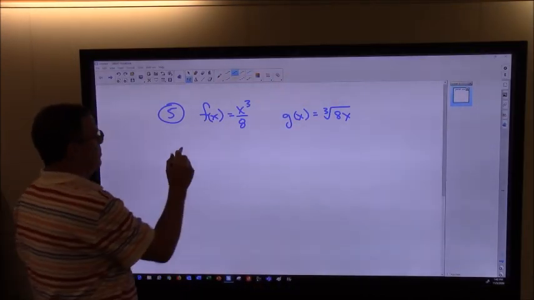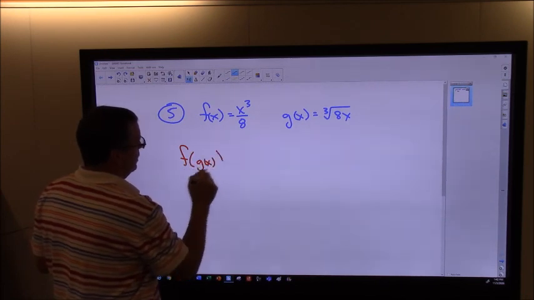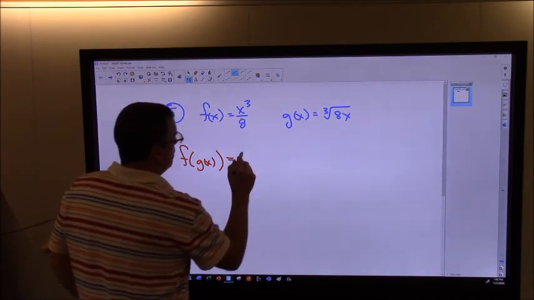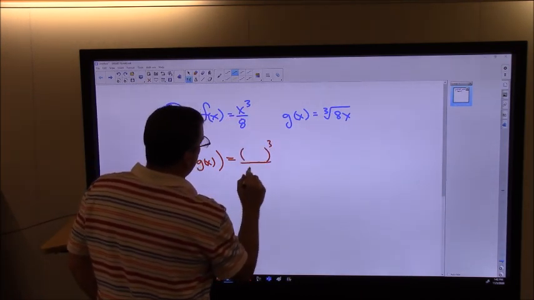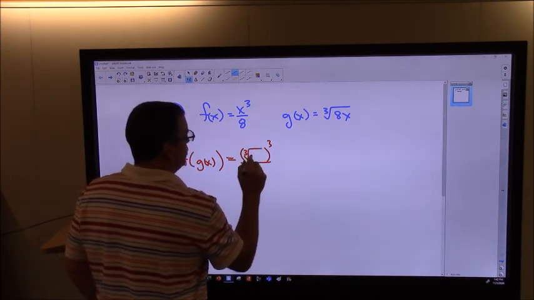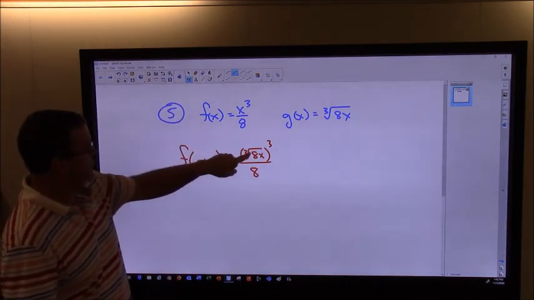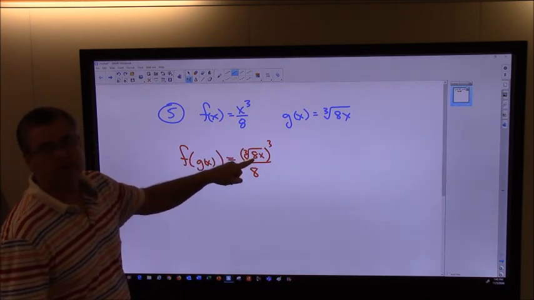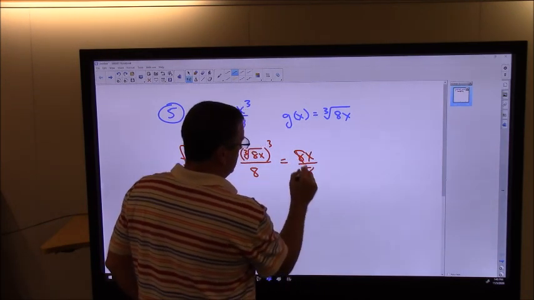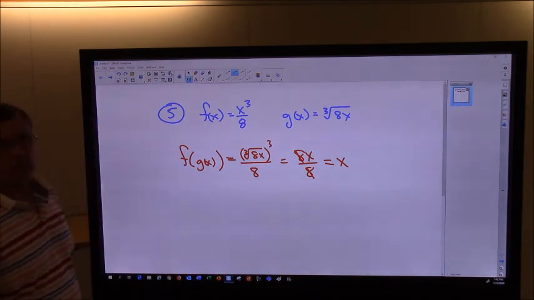All right, so first I'm going to try f of g of x. I'll see what I get, which means I'm going to plug this back into where I see x here. So I've got something cubed over 8. I'm plugging this in there, so I'm going to have the cube root of 8x. If you cube root something and then turn right around and cube it, you should come back to the same thing you started with. So that's just going to be 8x over 8. My 8's cancel, and I get x. So that part looks good.